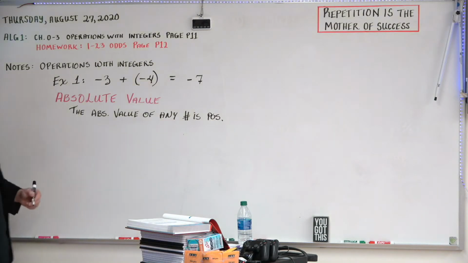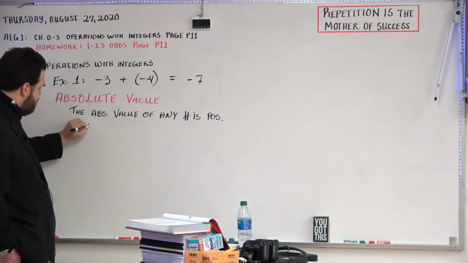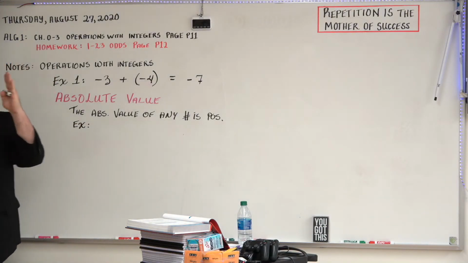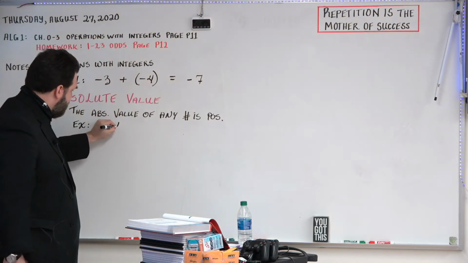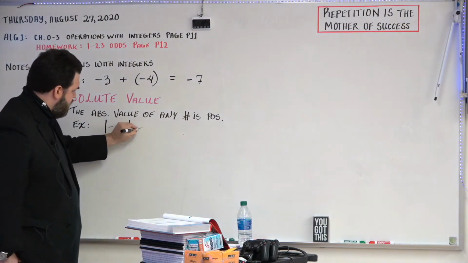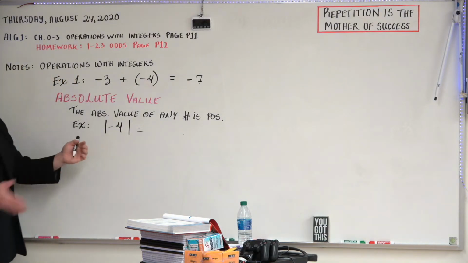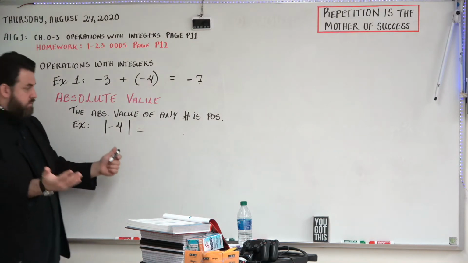So let's show some examples of absolute value. Here's an example. And you draw these two vertical bars around the thing. The absolute value of -4 is the positive version of that number. So what's the absolute value of -4? Just 4.